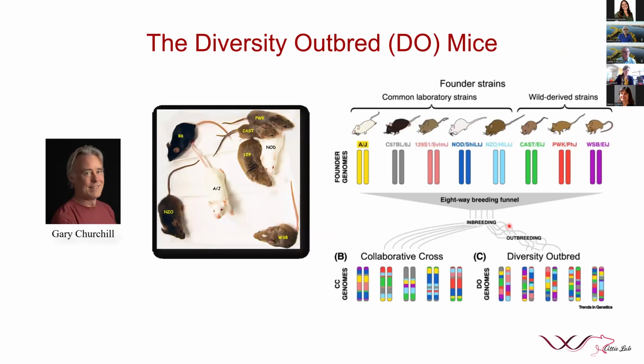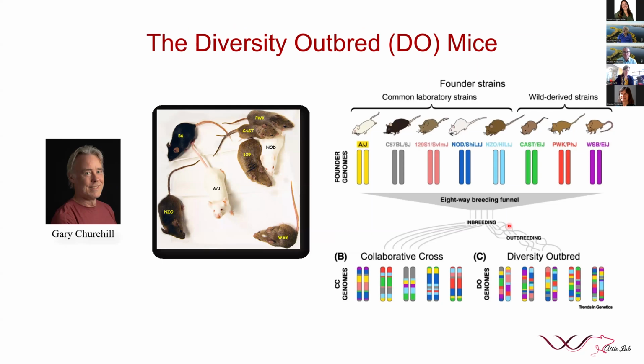Next. So there are problems with intercrosses. The genetic space you're exploring isn't that broad, and the number of meioses is very small, so you don't have a lot of mapping resolution. And this is a problem that Gary Churchill addressed by developing the diversity outbred mice.